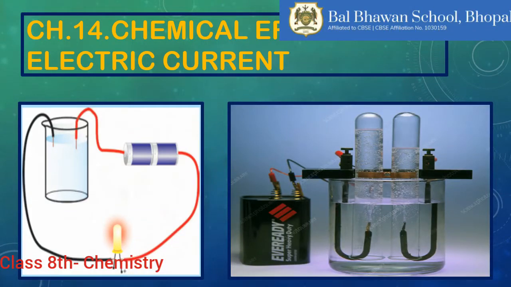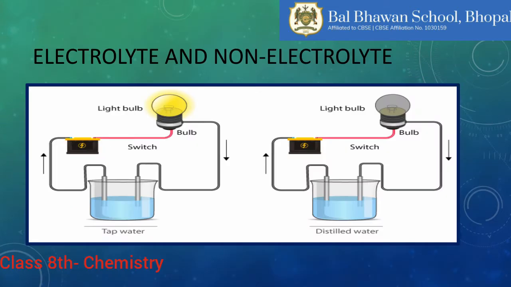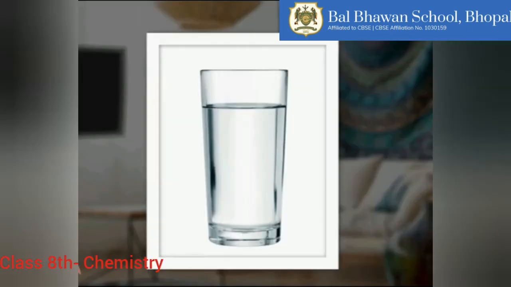Good morning, dear students. We are back with the same chapter, that is chemical effects of electric current. Today we will be discussing in detail about electrolytes and non-electrolytes. So how to classify them and what are the materials required for it.